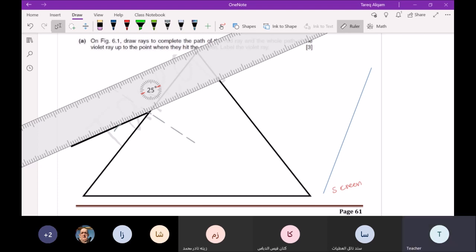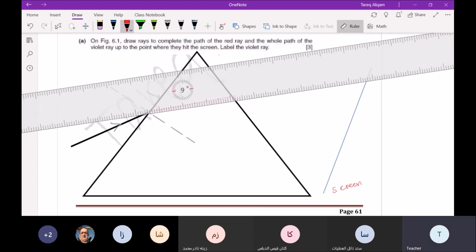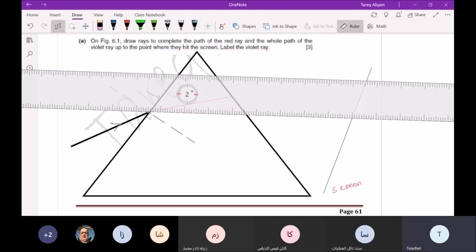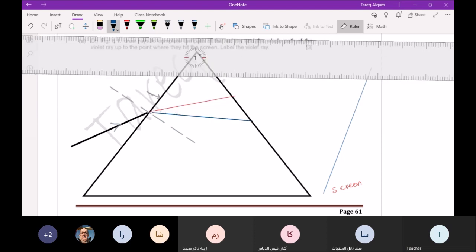Now both of them, either violet or red, will bend towards the normal. Watch how I will bend the ruler towards the normal. Let's say this is red. This is what? Red. Okay, clear. The violet will bend more. Look how I moved the ruler towards the normal. Is that clear, guys?